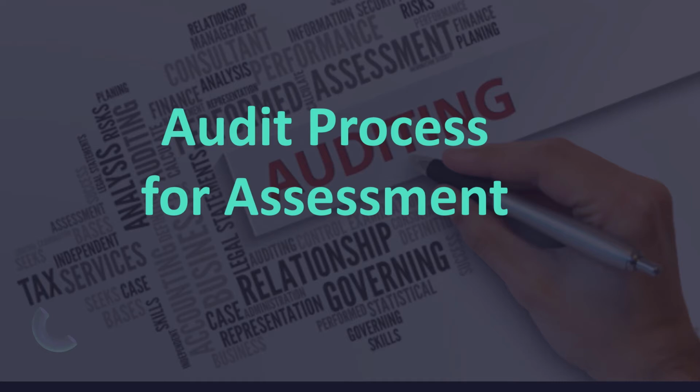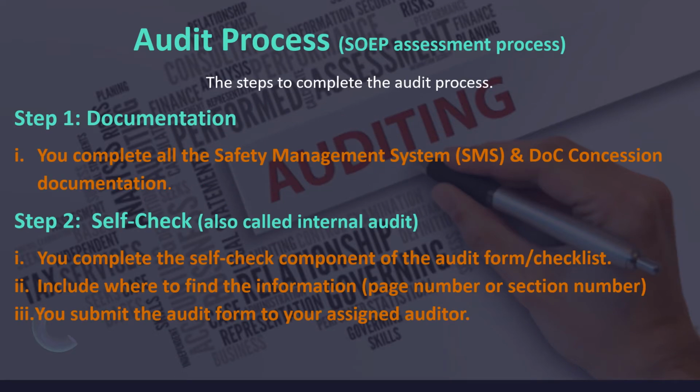So this presentation is looking at the audit process for auditing each other's safety management documentation. I've identified 6 steps to go through. The first step is you, as the operator or owner of the business, need to complete all the safety management system documentation. That's the safety management plan, the supporting documents, and the doc concession.